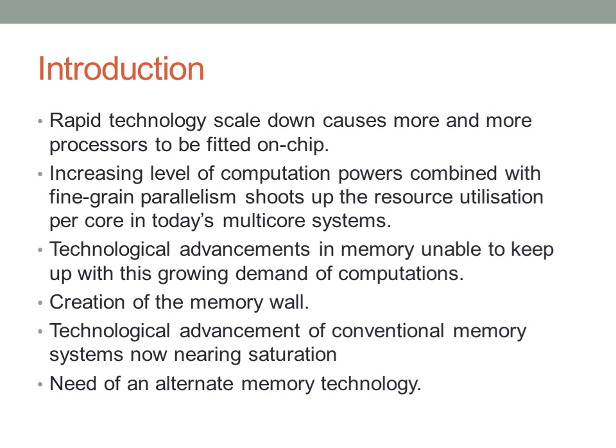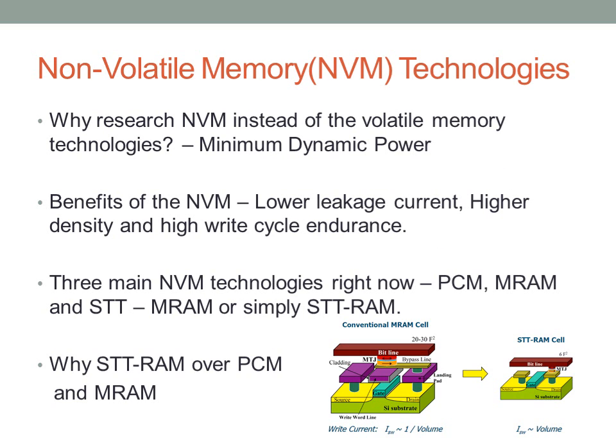Since technologies such as SRAM, DRAM, or the hard disk are nearing their saturation, it is important to look for alternative non-volatile memory technologies. Why non-volatile memory technologies instead of volatile memory counterparts? As requirement of processing power increases more and more, the dynamic power consumption in a memory system increases drastically. Hence we choose non-volatile memory over volatile memories because they have low dynamic power characteristics since there is no refresh required in these memories. Some of the other benefits include low leakage current, higher density, and high write cycle endurance.